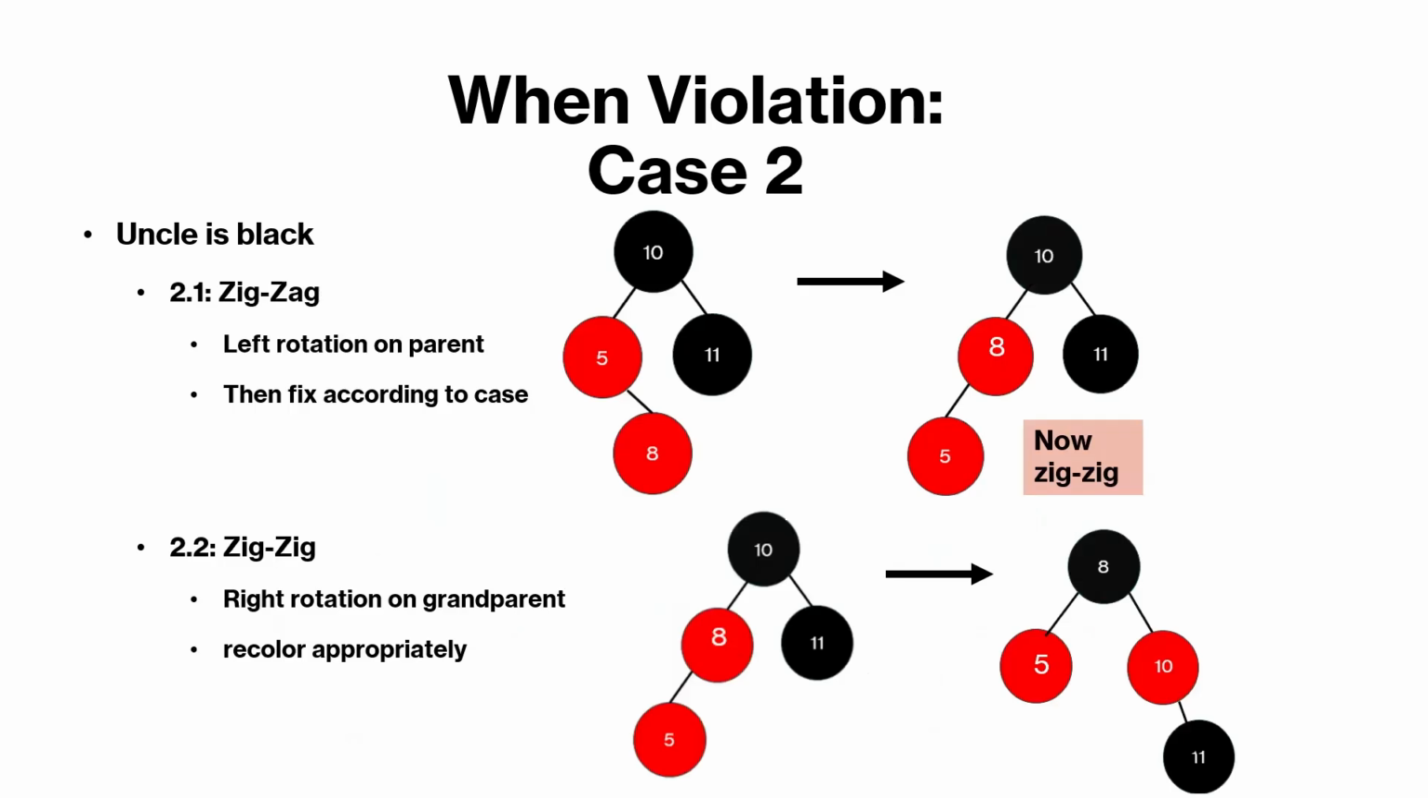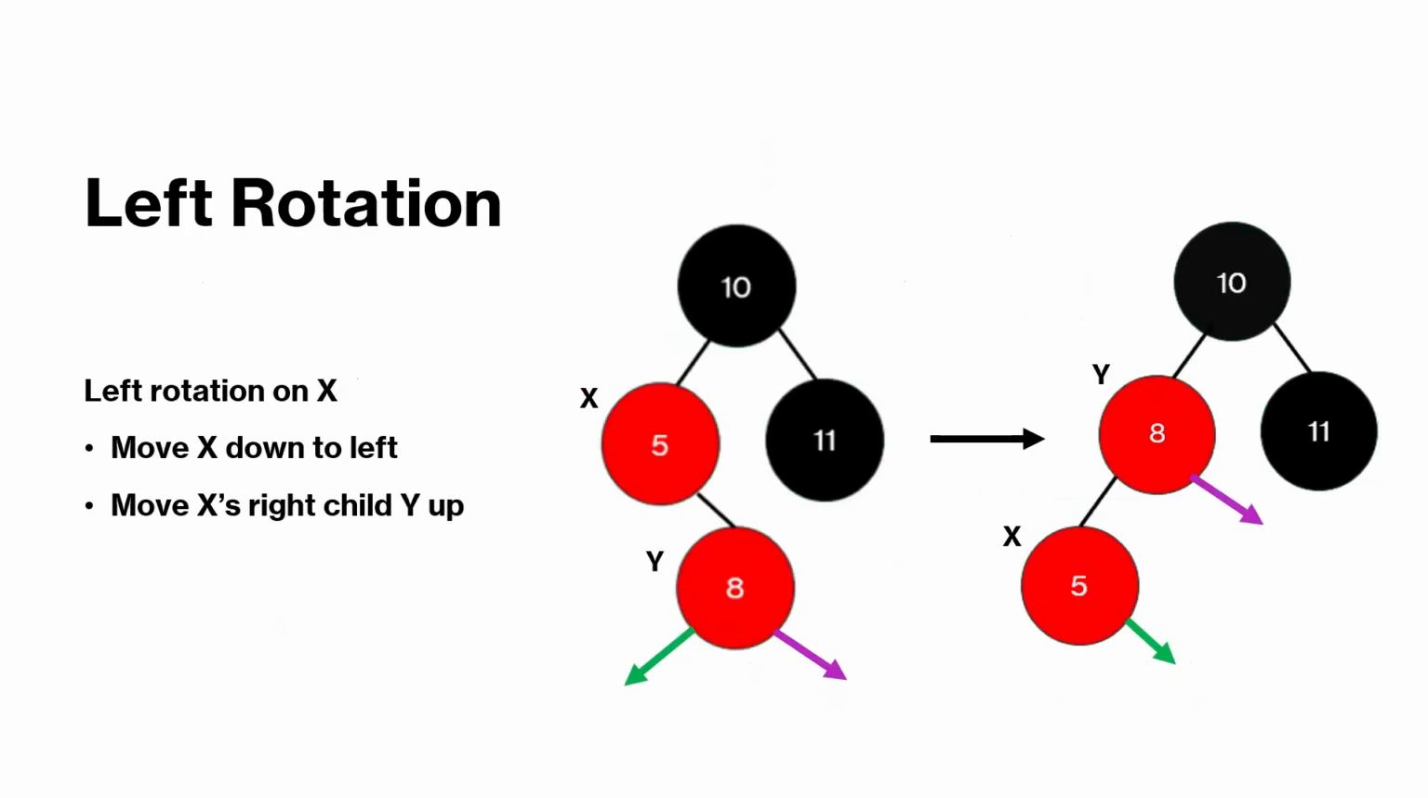The other case is if the uncle is black. This results in either a zigzag or a zig-zig. If we have a zigzag, a left rotation on the parent and then fixing according to the other case helps with this violation. If we have a zig-zig, we right rotate on the grandparent and we recolor appropriately. As you can see in the diagram, for our zigzag case, if we rotate on the parent, we have 8 as the new parent, which now puts us in a zig-zig situation. We then rotate at 10 and recolor so that 8 is our parent and everything is in order.